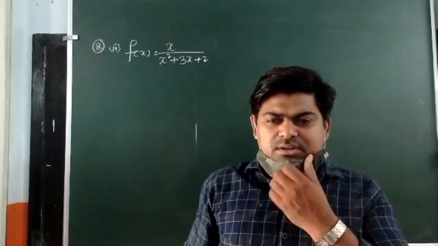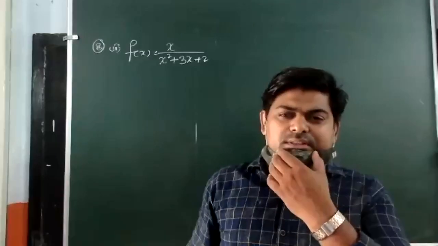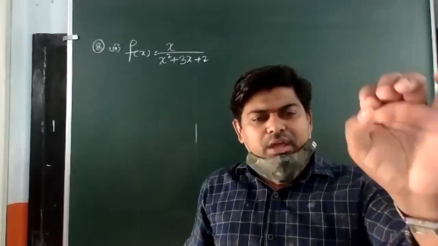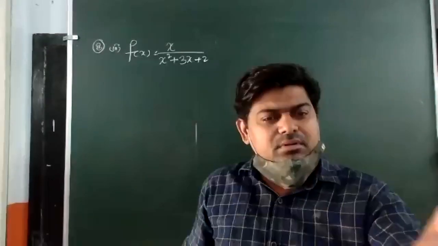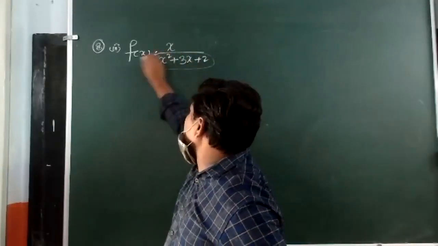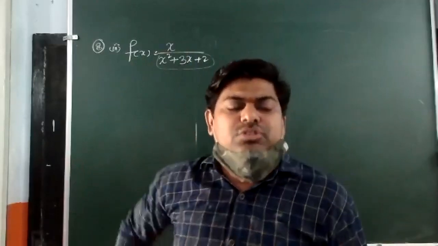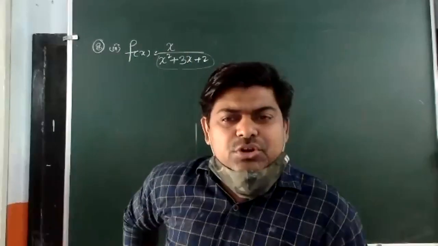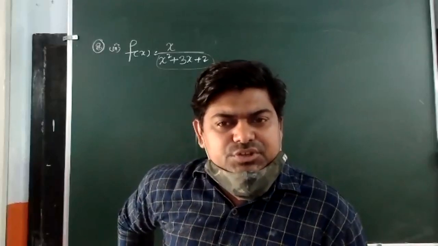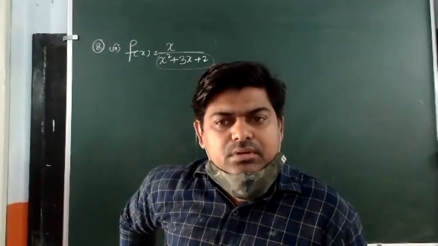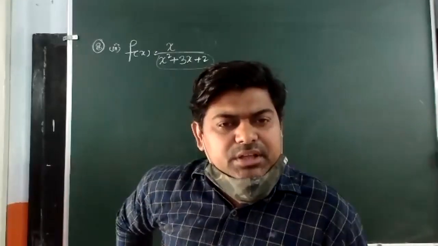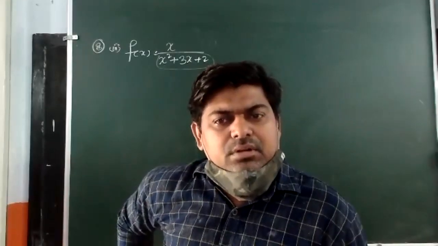Now listen to me one thing. I think this function is defined for each and every value of x except for those values where the denominator is 0. That cannot be 0. If the denominator is equal to 0, then it will be undefined. So first of all, we have to search for what value of x the denominator is 0.